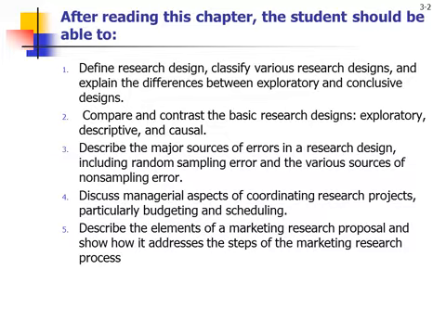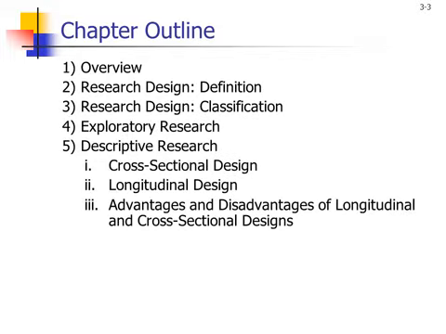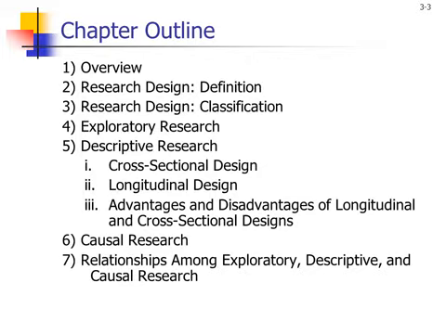In the last lecture, we discussed this chapter outline. We discussed the research design definition and the research design classification. We made a comparison between the exploratory research and the descriptive research. And today we will complete the different types of the descriptive research, and we will define the causal research, and we will discuss the relationship among these three types of the research.